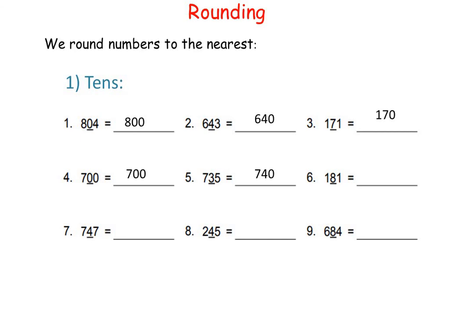181. 80 is the target place. I look to the right. It's a weak number. It will keep me the same. So I will have the 100 as it is, and the 80 will not change. So I have 180.